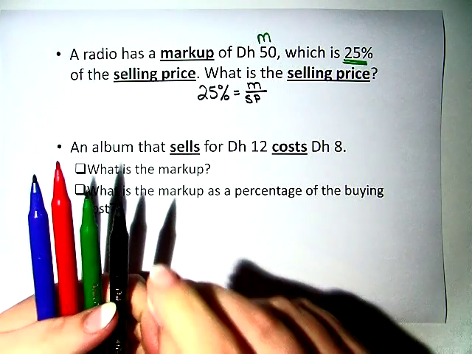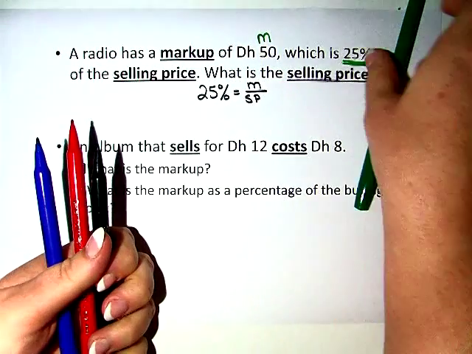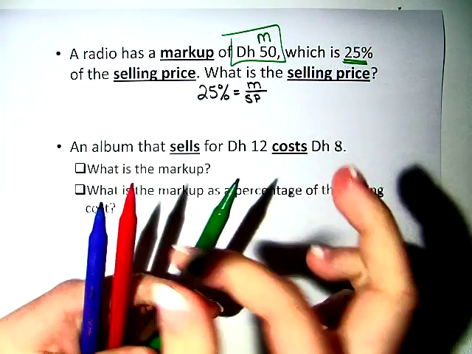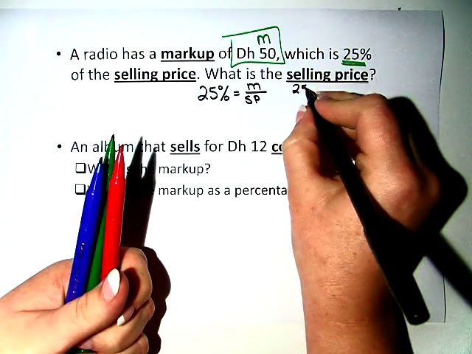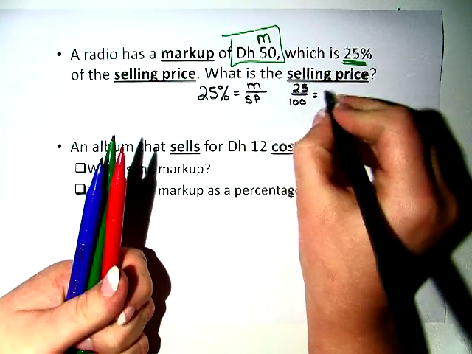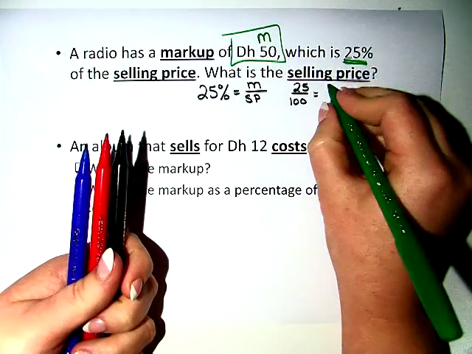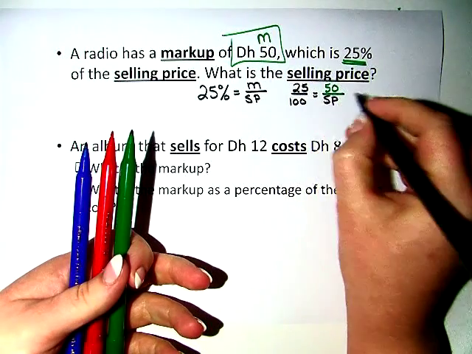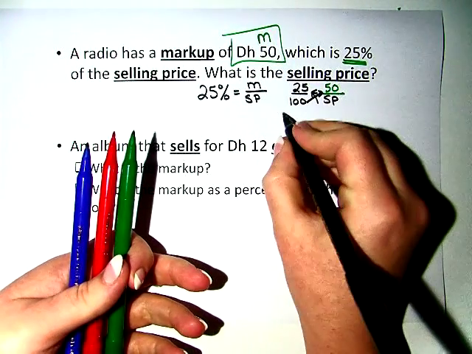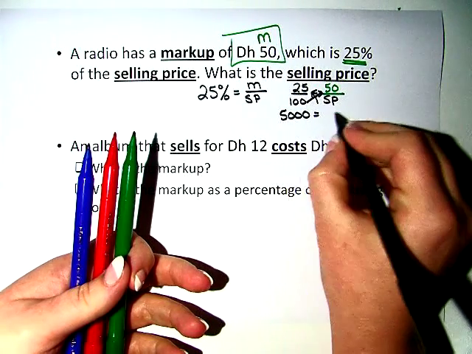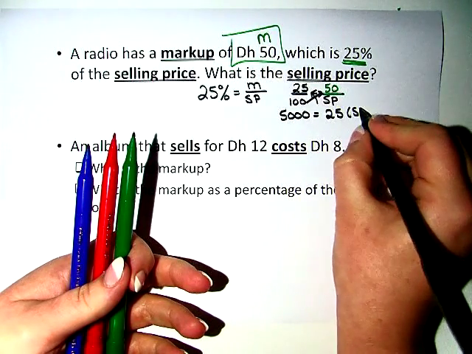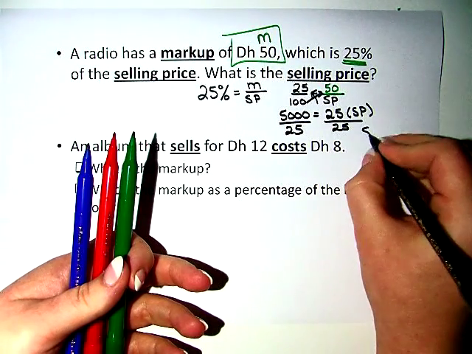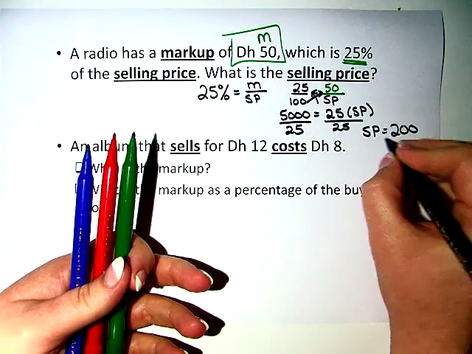But we know the markup. The markup is right here. The markup is already 50 dirhams. So we're going to replace that. We're going to say, okay, 25 over 100 is this 50 over the selling price. So I'm going to cross multiply, and that's 5,000 equals 25 times the selling price. Divide by 25, and I find that my selling price is 200 dirhams.